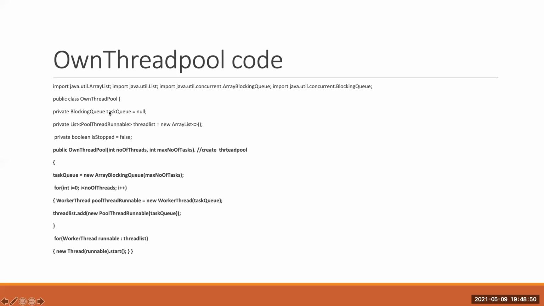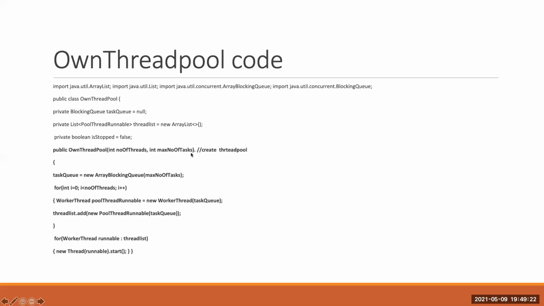Based on these two input values, I'm initializing the task queue and thread list. What I'm trying to do is loop through the number of threads and create the worker threads. Let's say the input is five or six, then it will loop five or six times. Then it will create the worker thread, and by passing the first, I will create the blocking queue.